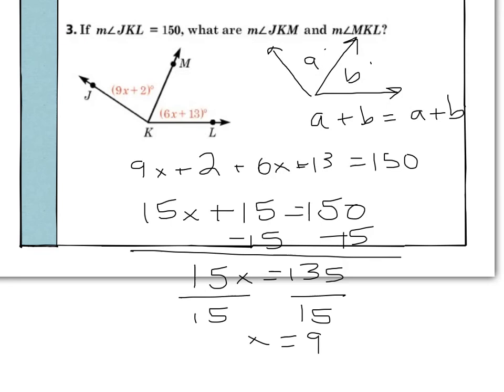So now if we go ahead and substitute here, after completing the problem, we've solved it and we get x equals 9. We're going to say 9 times 9 up here, plus 2 will give me 83. And then over here, 6 times 9 plus 13 will give me 54 plus 13, which should give me 67. And it does work out that 83 plus 67 gives us 150. So those are our two solutions.